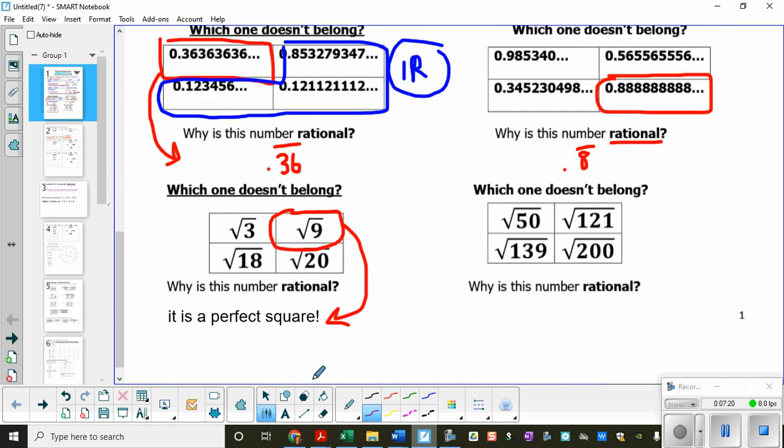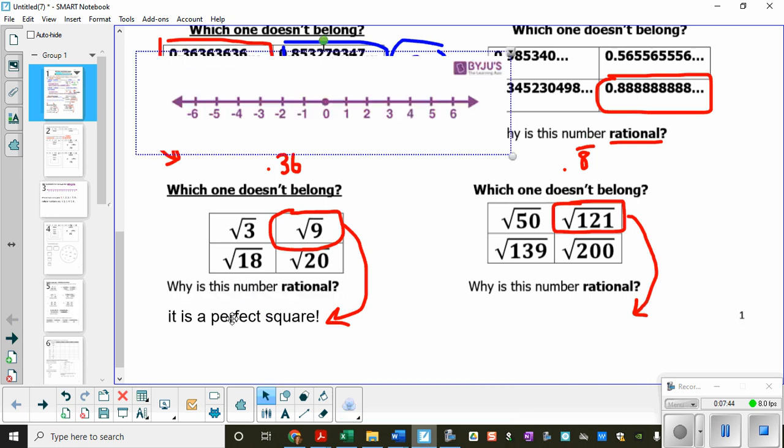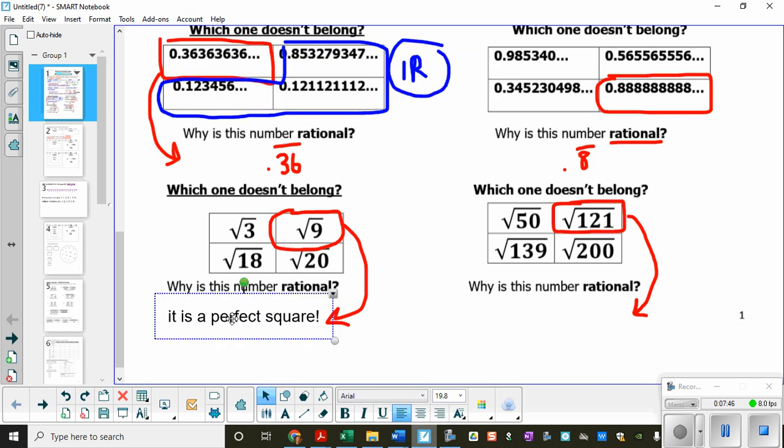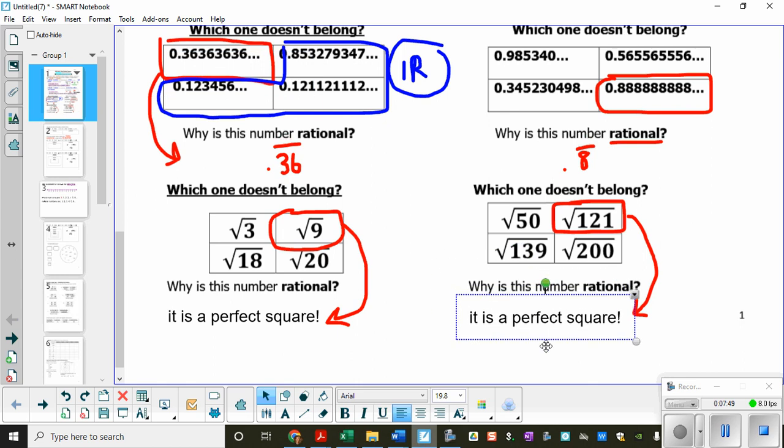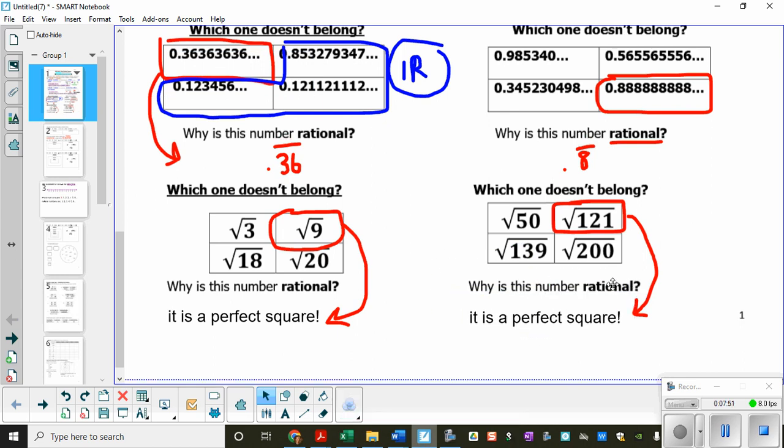So now let's take a look at this last set. We've got a square root of 50, a square root of 121, a square root of 139, and a square root of 200. Which one of these doesn't belong? You might not remember, but it's this one. This is the perfect square of 11. If you do 11 times 11, you get 121. So this one is rational because, I'm just going to copy and paste, it's a perfect square. So if it's a perfect square, rational. If it is not a perfect square, it's going to be irrational.